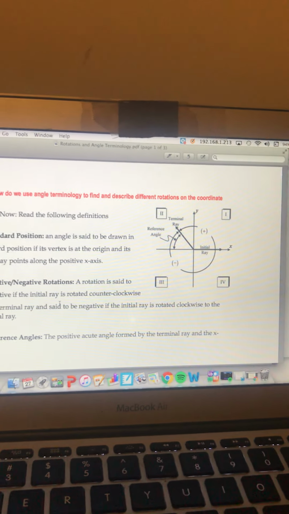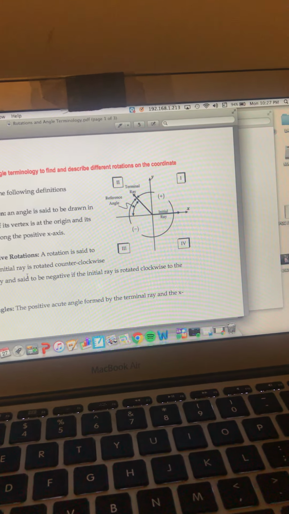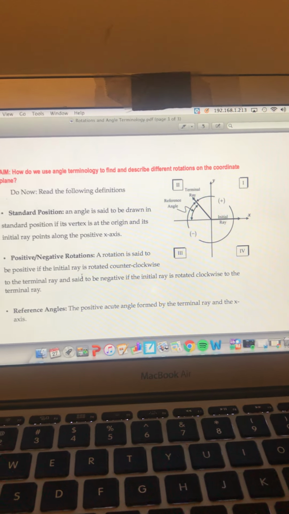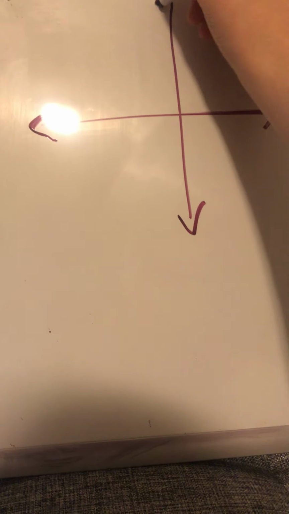Reference angle, that's the last one I'm throwing at you guys for today. A reference angle is a positive acute angle that is formed by the terminal ray and your x-axis. Sorry, I had to erase my board. So it is formed with your x-axis, that's your first huge piece of information there, and the terminal ray.